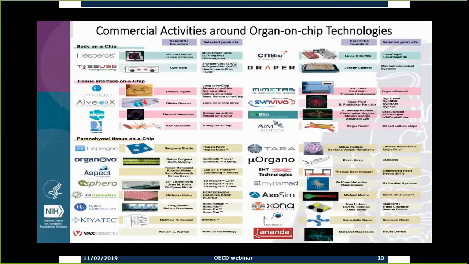This shows the increasing commercial activities around organ on chip technologies, with a number of companies that have spun out or been formed around organ on chip technology, whether it be from looking at organoids to actual organs, integrated organs on chips, such as Hesperos, and tissues, where you have multiple organs, anywhere from 2 to 10 organ systems being coupled for drug testing.